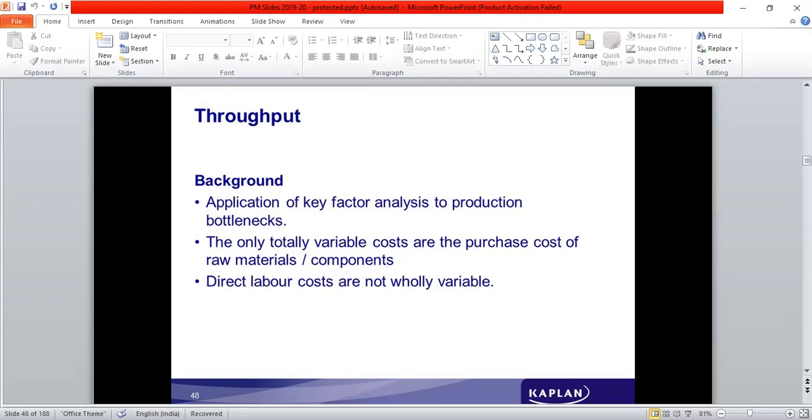On par or similar to that, we have this concept called throughput analysis. Throughput analysis talks about application of key factor analysis to production bottlenecks. The way we have done key factor analysis is the same here also, but the only difference is that under throughput only the material cost is considered to be a variable cost. What about labor and variable overheads? Based on the nature of the costs incurred, those are also variable costs. But throughput analysis assumes that labor cost and variable overhead cost are not variable in nature, but are to be considered as operating costs, or rather as fixed costs. So normally, for the contribution, we see sales minus variable cost is contribution.